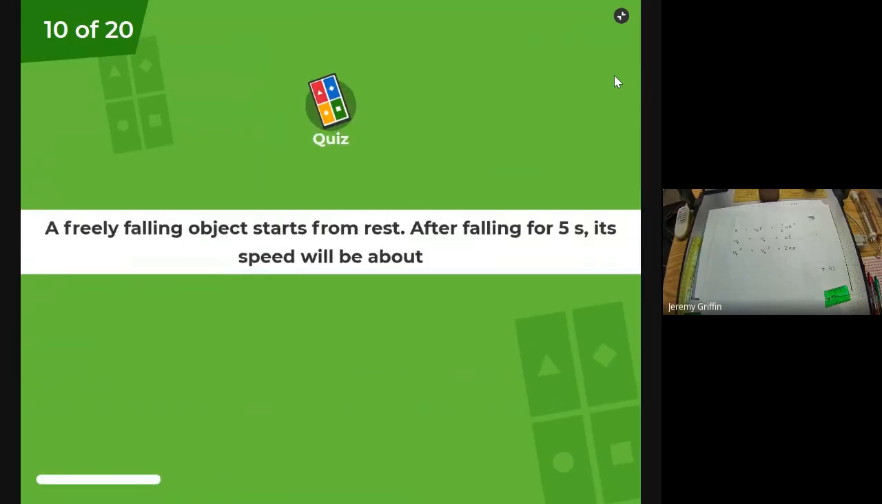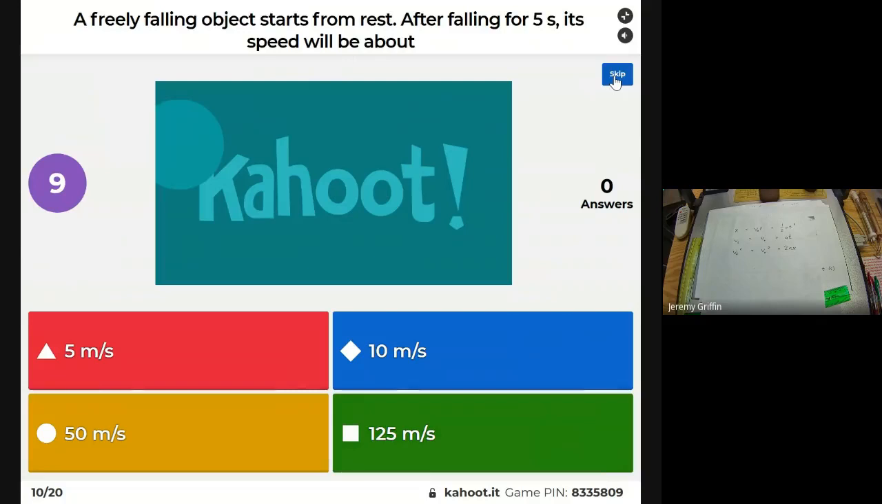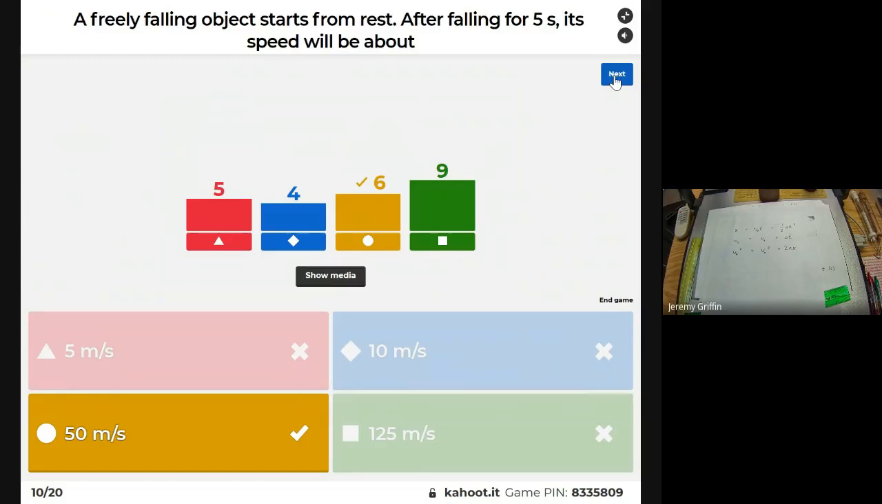Forgot to read this. A freely falling object starts from rest. After falling for 5 seconds, it will have a speed of about... Sorry. Guys, if you pick the green one, you probably were answering a different question. You're probably answering how far it fell in meters, right?